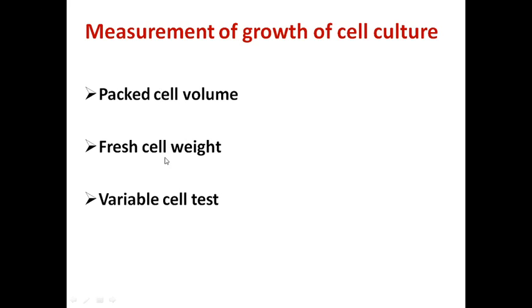Then fresh cell weight, in which, when the cells increase in number, the liquid will be turbid. It is not transparent, it is turbid. As a result, the optical density alters, which is detected by the colorimeter. Then the next is the viable cell test. A staining method such as fluorescein diacetate is used for assessing the cell viability. Dead cells appear as fluorescent red.